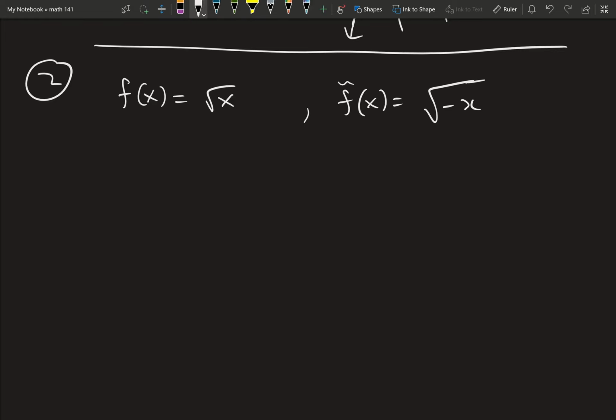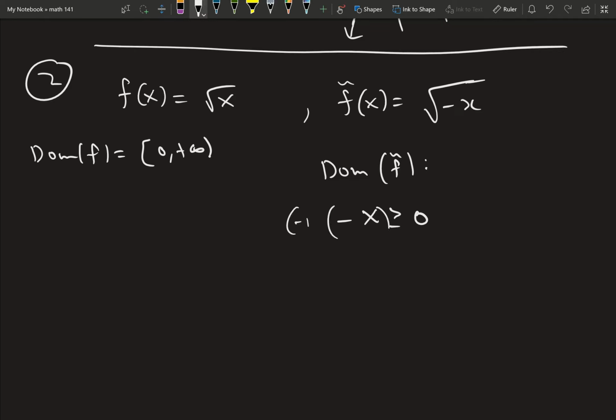Now you might think, well, that doesn't even make sense because we can't take the square root of a negative number, but that wouldn't be entirely correct. So let's first find the domain of f tilde. Remember, the domain of f here is everything bigger than 0. X has to be bigger than or equal to 0. Whereas here, what do we need? Well, we need that the negative x has to be bigger than or equal to 0. And so, how do we get that? If you multiply by negative 1 on both sides, you get x less than or equal to 0.